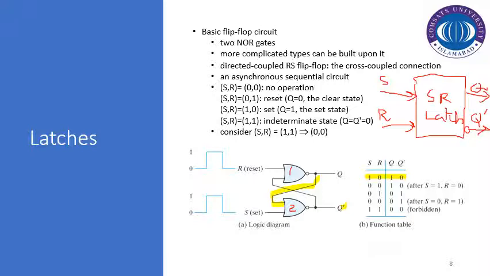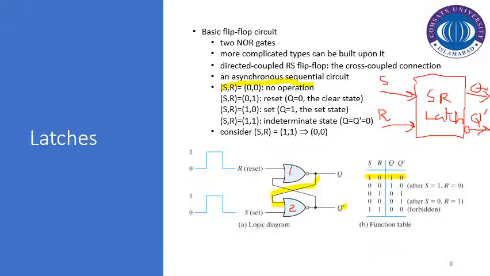If we apply 0 0 at any time instant, S equals 0, R equals 0, Q and Q prime are maintained at the previous level. That is known as the no operation or no change state. And if we reverse our input combinations, we set S to 0 and R to 1, the latch is reset and we can say that it's in the reset state.